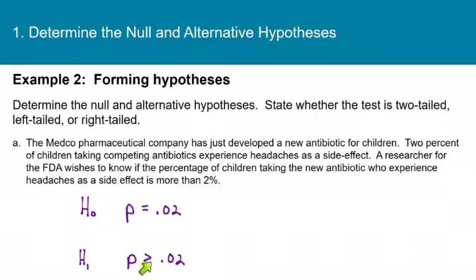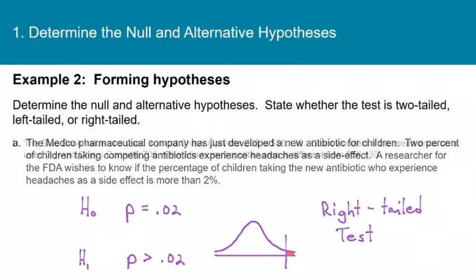Now, of course, since we have the greater than symbol, it's pointing to the right. This is going to be a right-tailed test.